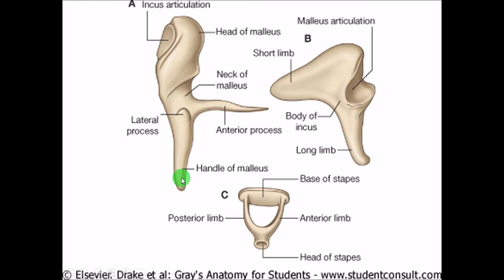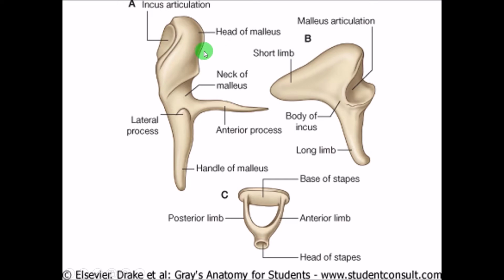Okay, so this is the handle of the malleus, this is the lateral process, this is the anterior process, this is the neck of the malleus, and this is the head. And this malleus will be articulating with that of the incus. So the incus will articulate here.